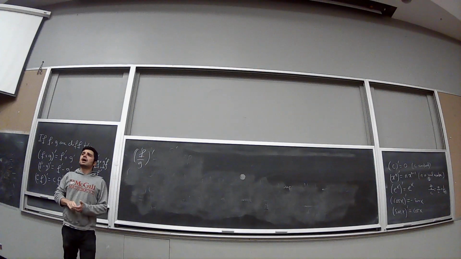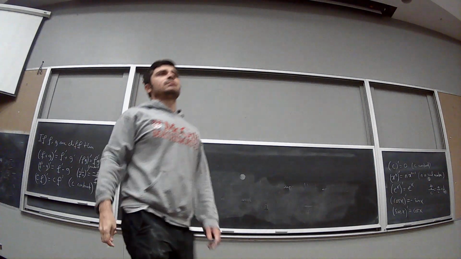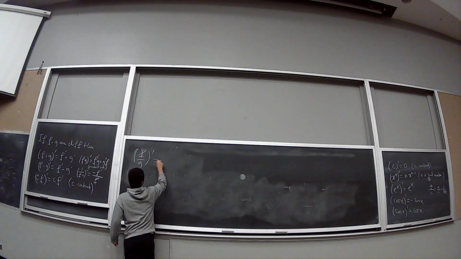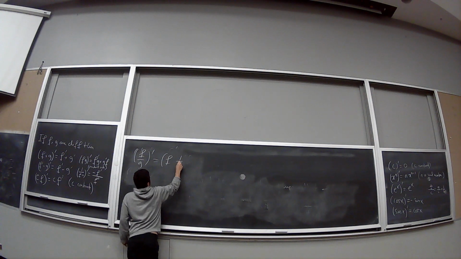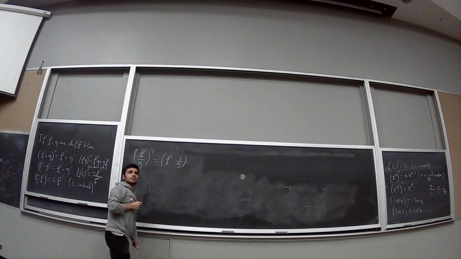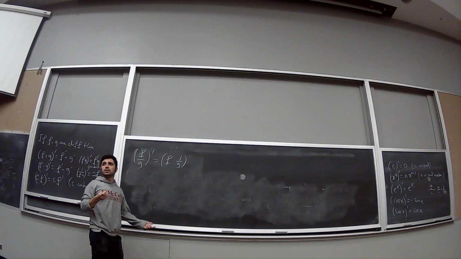Now let's look at f over g prime. Now how do I proceed? How do I find this derivative? One way to do this is to start by the definition, right? Another way is to write it as a product. f over g. What is f over g? It's f times 1 over g, right? We agree? Everybody, do we agree?